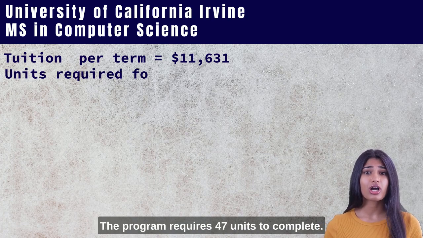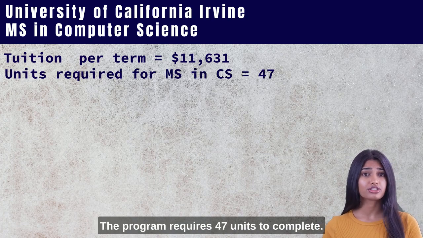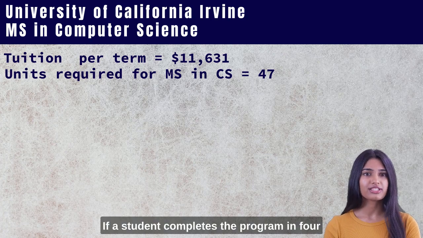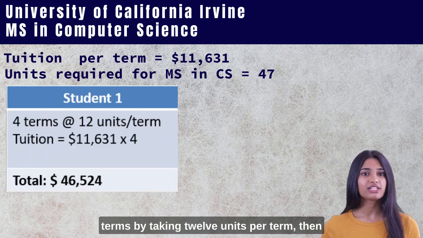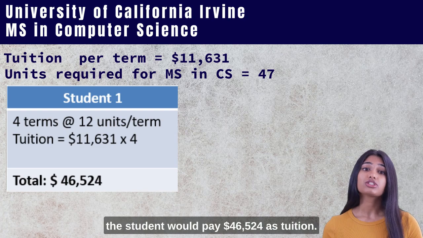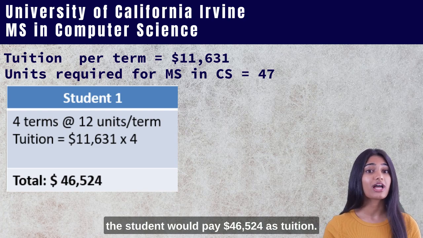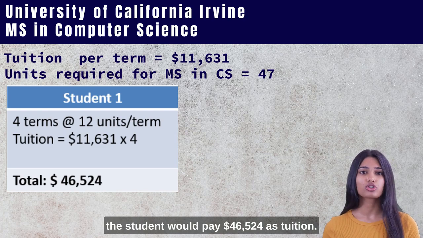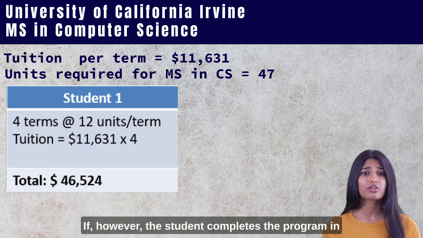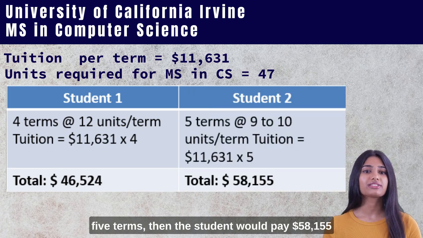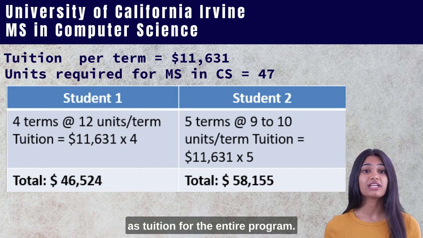The program requires 47 units to complete. If a student completes the program in 4 terms, by taking 12 units per term, then the student would pay $46,524 as tuition. If, however, the student completes the program in 5 terms, then the student would pay $58,155 as tuition for the entire program.